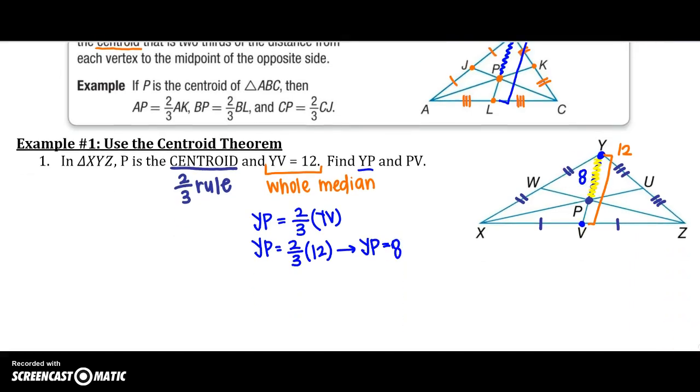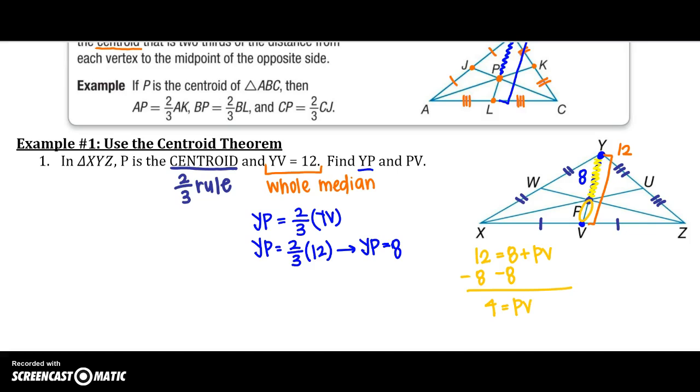Now there's two ways you can solve for the next segment we are asked to find, PV. One way is to use the segment addition postulate, which is the part plus the part equals the whole. If we know our whole segment is 12 and we just found part of our other segment, we can set it up as 12 equals 8 plus PV. To solve for PV, we subtract 8, and we get that PV equals 4.